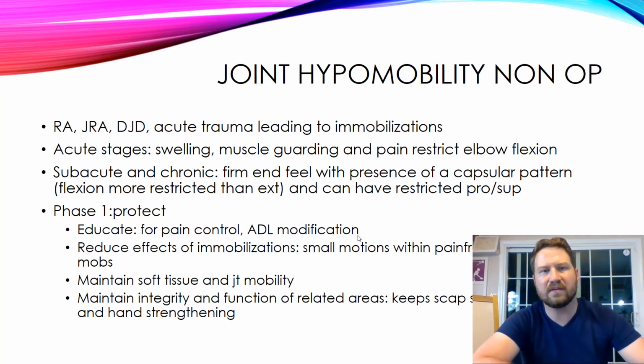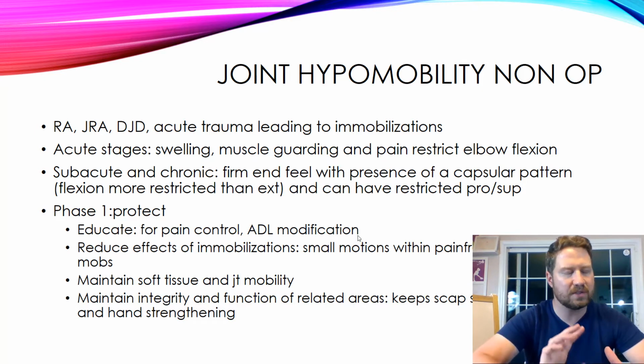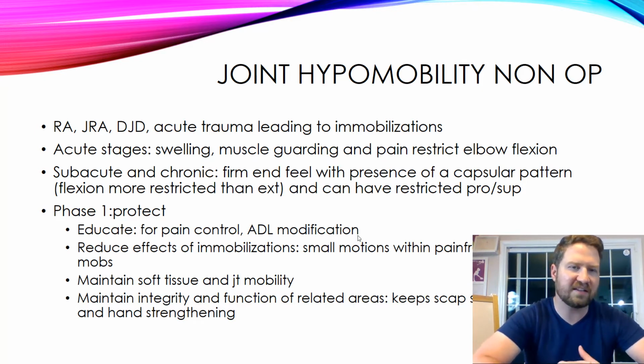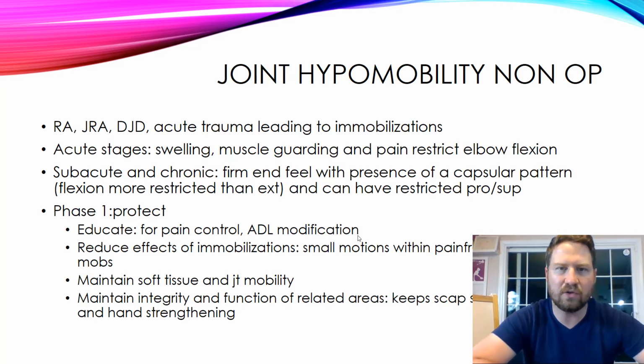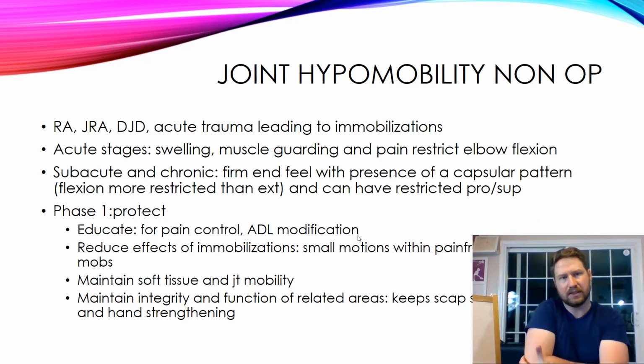Okay, and then your book isolates them into the different types of pathology. So the first one it talks about is the joint hypomobility, non-operational. So this is your rheumatoid arthritis, your juvenile rheumatoid arthritis, your degenerative joint disease, which I've talked to you guys, I'm sure, about my dislike for that term, or any acute trauma leading to any immobilization. Okay, this can even be a proximal humerus fracture that they're now in a sling. Okay, and now that elbow is isolated or immobilized, and now it's going to be tight. It's going to be swelling, all that stuff.